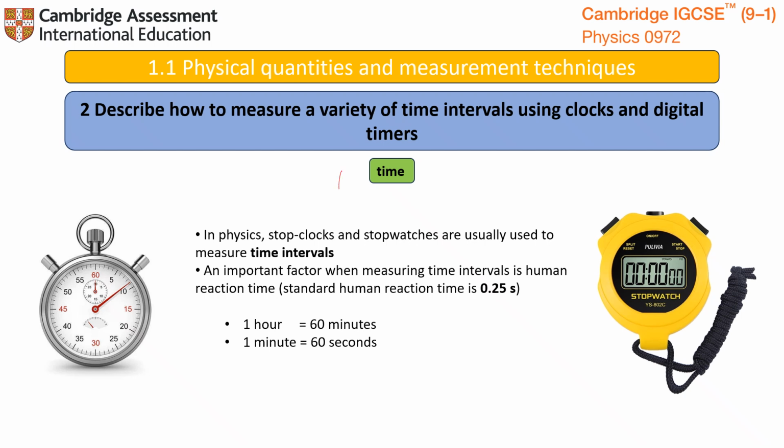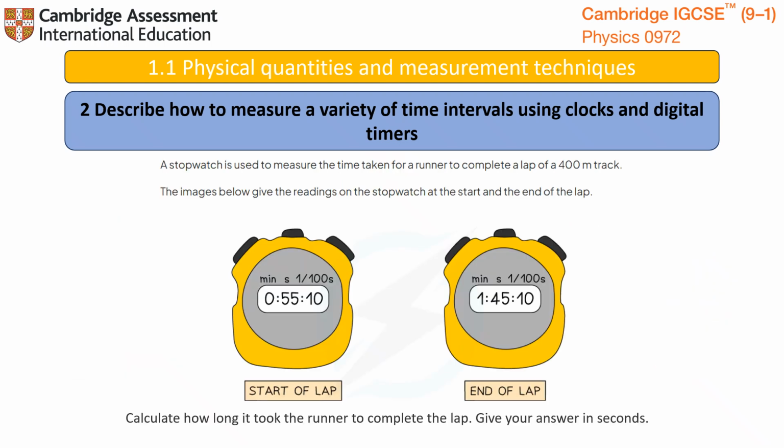Now we come on to the next topic, that is measurement of time. So to measure time, we use analog stopwatches or we can use digital stopwatches also. Just for information purpose, the standard human reaction time is 0.25 seconds. So there's a delay of 0.25 seconds because of human reaction time while measuring time. And we very well know that 1 hour is equal to 60 minutes and 1 minute is equal to 60 seconds. So now let's look at some problems.